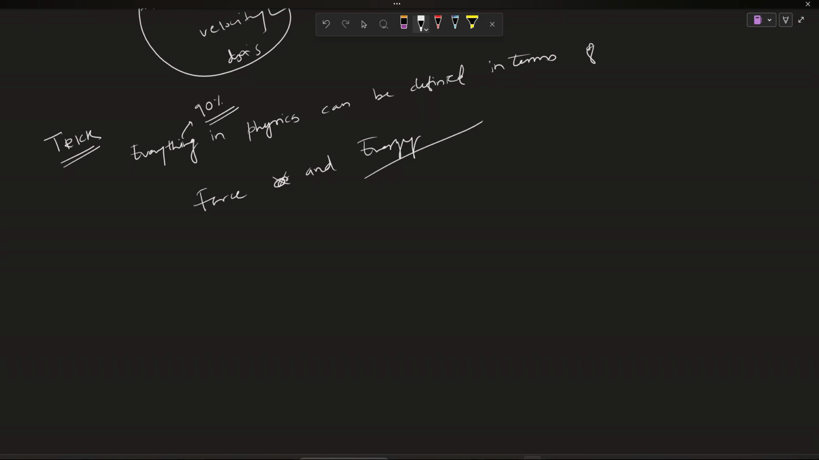Power is work by time. Everything is under force and displacement. Moment of couple, moment of force, torque: force into distance. Whatever you take, like energy density, force density, radiation pressure, intensity of wave, everything is dependent upon this force and energy.